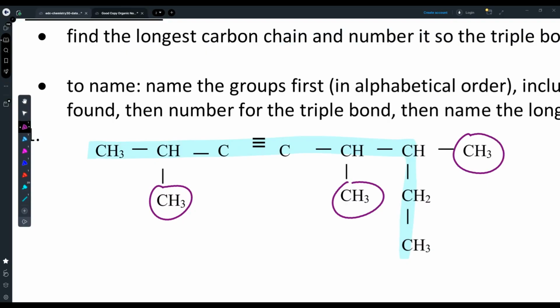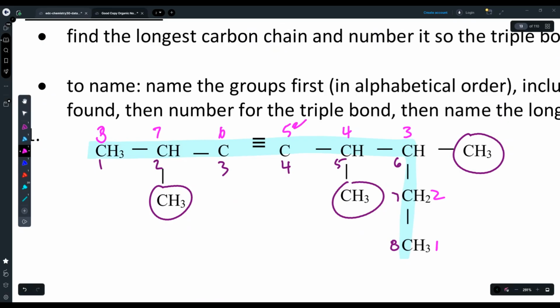So here are my branches. I'm going to give preference here to my triple bond, so let's go 1, 2, 3, 4, 5, 6, 7, 8. The reason why I'm not numbering it the other way is that for the purple numbering, my triple bond starts at carbon 3. If I did the pink numbering, my triple bond would start at carbon 5. That's why I need to go with the purple numbering.